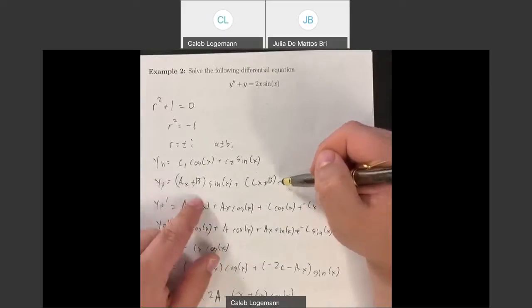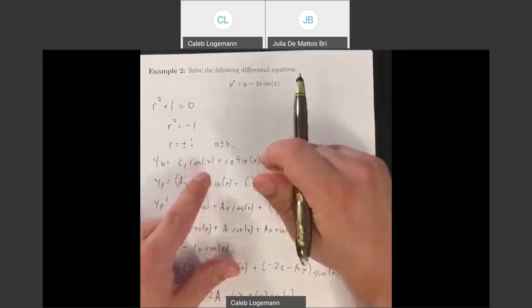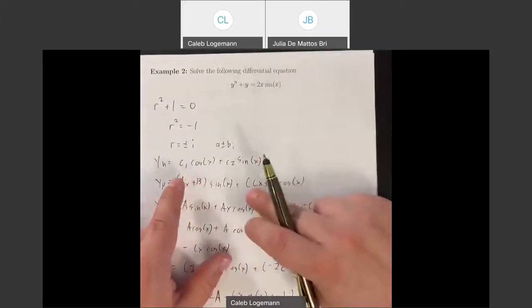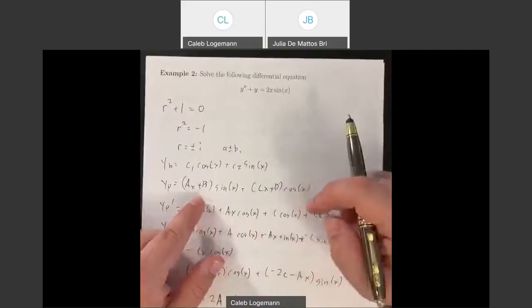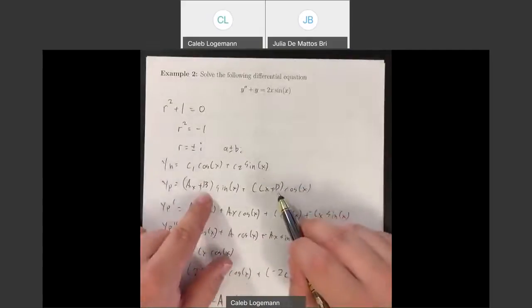Okay, so because we had sines and cosines in our homogeneous solution, for our particular solution, we start with our original guess, and then we really still need to scale it up one version. But it also allows us to drop the lower constant term. Okay.